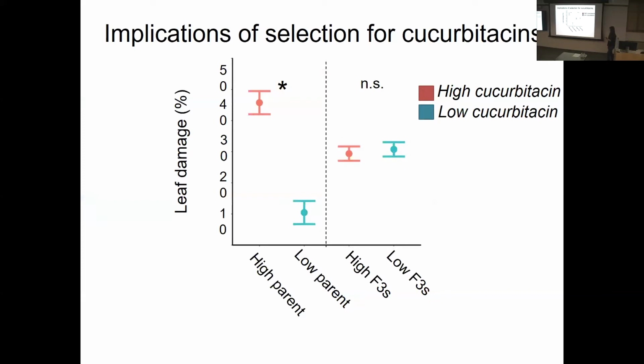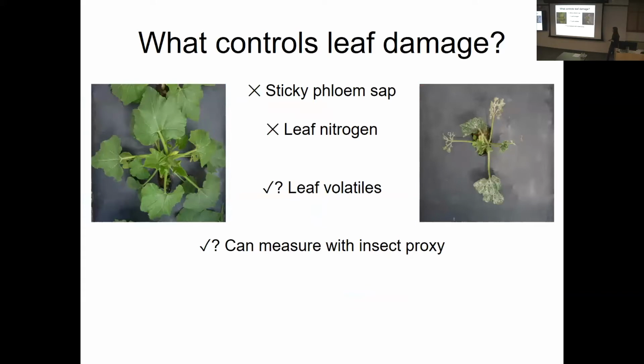However, we don't see any difference in leaf damage between these two selections. So we find that leaf damage is independent of cotyledon cucurbitacins. So what does control leaf damage? Well, I measured a lot of things, including the phloem sap, how sticky it is, the mandibles of beetles, and leaf nutrition, and none of those are appreciably different between the subspecies. However, from some of the work with the insect proxy I was telling you about, we have some exciting results about volatile deterrence in the non-preferred subspecies and are making progress, hopefully, in selecting with this proxy insect.